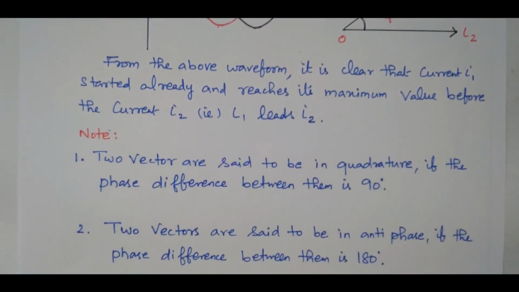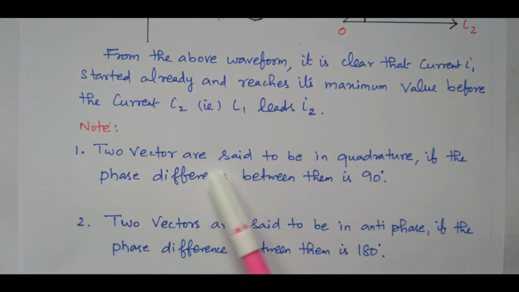From these two we can note down that two vectors are said to be in quadrature. Quadrature means exactly 90 degrees. There is a 90 degree phase difference between the two vectors if they are in quadrature. Two vectors are said to be in anti-phase if the difference is 180 degrees. In phase means 0 degree. So in phase means 0, anti-phase means 180 degrees, quadrature means 90 degrees. So in this video we discussed the phasor diagram of a sinusoidal waveform. Two types, in phase and out of phase, and in that again lead and lag. Thank you.